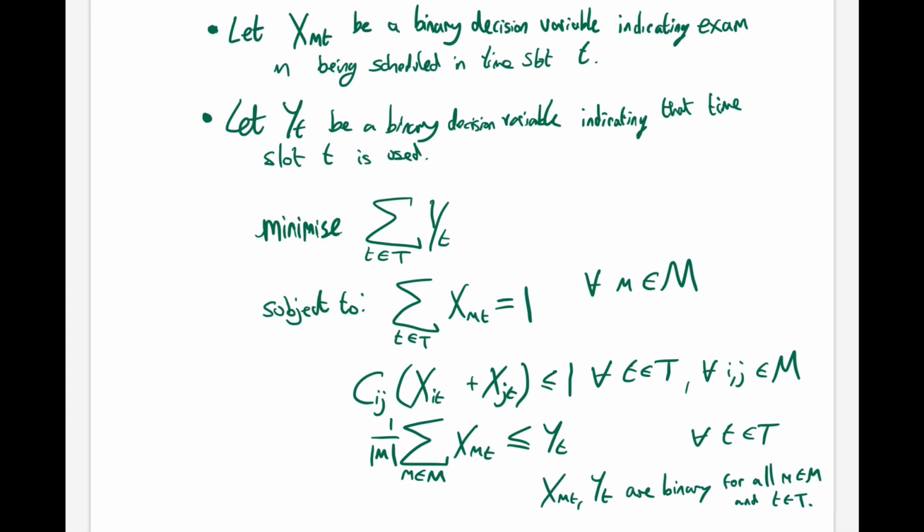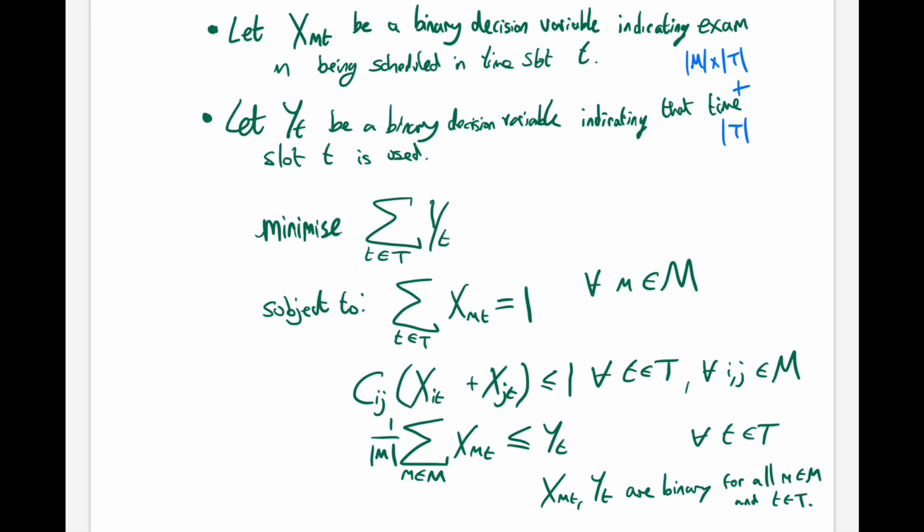Let's consider how many decision variables and how many constraints we have. We have 2 sets of decision variables. xmt, how many of those are there? Well, there is m by t of them. yt, how many of them are there? There are t of them. So the number of decision variables would be mt plus t. How many constraints do we have?